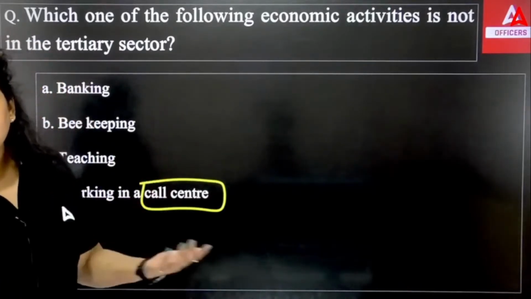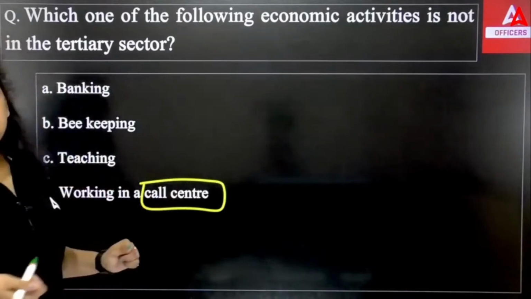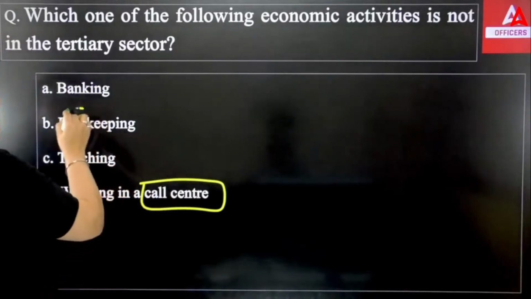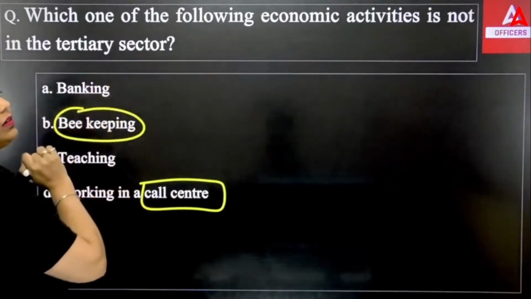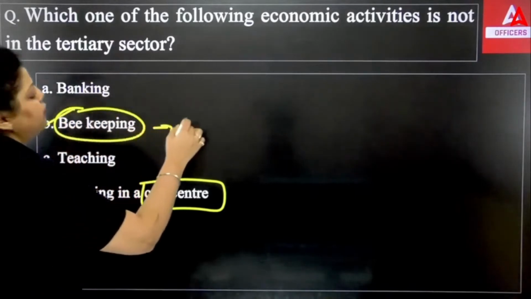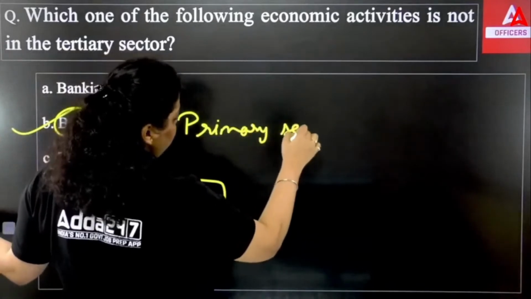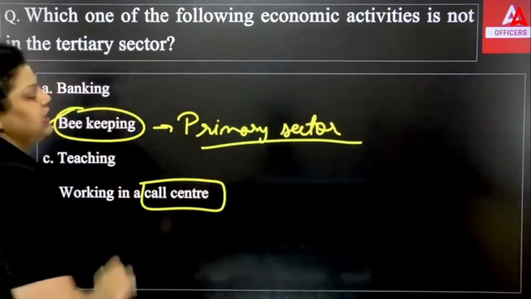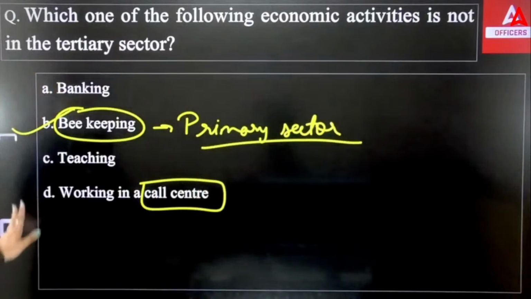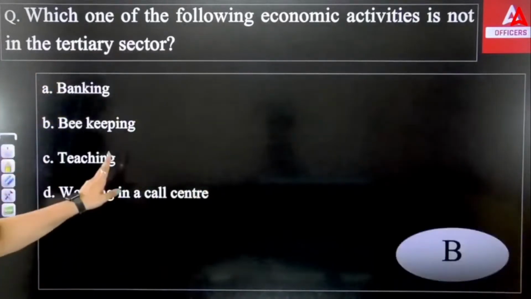Teaching is also a service sector, that's a tertiary sector. Beekeeping is not a tertiary sector. Banking is a tertiary sector. So beekeeping is a part of your primary sector. It's a part of your agriculture sector. Okay, so the right answer will be beekeeping, because this is related to what? The natural resources. So right answer will be B.